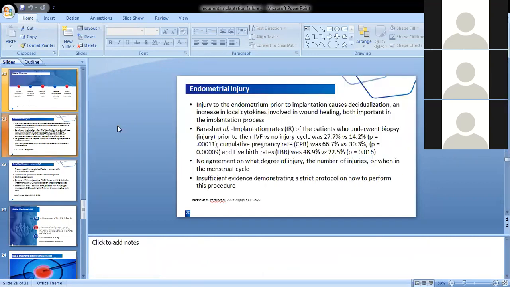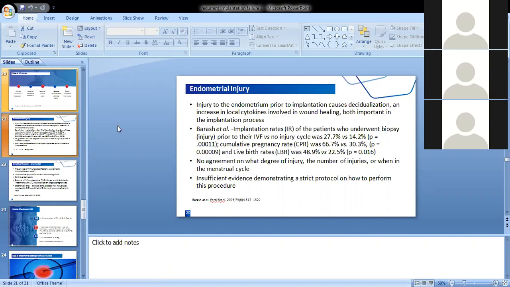Now coming to another concept, that is endometrial injury or endometrial scratching, that is known amongst clinicians that way. So causing injury to the endometrium prior to implantation causes decidualization and an increase in local cytokines involved in wound healing, and these cytokines actually help in proliferation of the endometrium and increase vascularity of the endometrium that can improve implantation. That is the hypothesis behind this concept of scratching or causing endometrial injury.